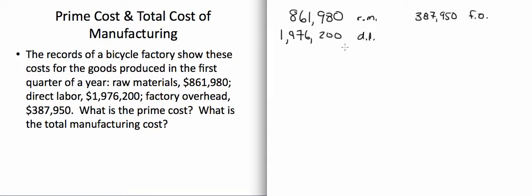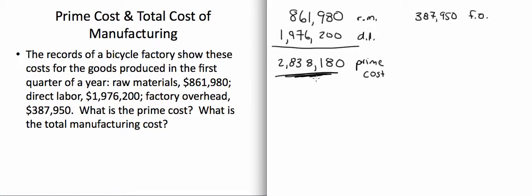So to figure out prime cost, the first thing we do is we add up our raw materials and our direct labor. So that should give us a value of 2,838,180 for the prime cost. So that answers the first question.